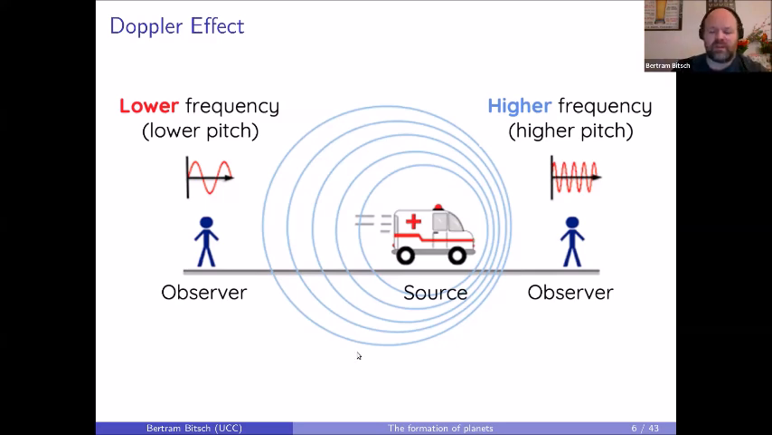You know the Doppler effect, of course, from when an ambulance or the police car or the fire truck passes by, that you hear a change in the frequency. So if the source moves away from you, you get a lower pitch. And if the source comes towards you, you hear a higher pitch of the ambulance or fire truck or whatever it is that comes toward you. So there's a difference in the frequency that you hear.